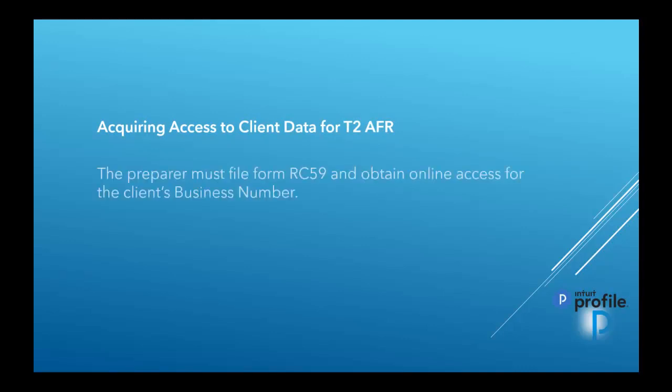Now, this is important when you want to acquire access to your client's data for T2 AFR. The preparer must file the form RC-59 and obtain online access for the client's business number. And just to let you know, within Profile, when you are working on a T2 and you want to file this RC-59, you can do it through the software electronically.